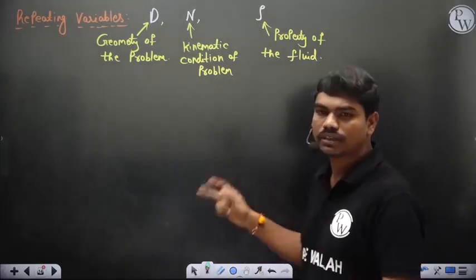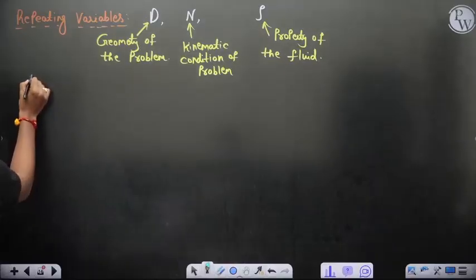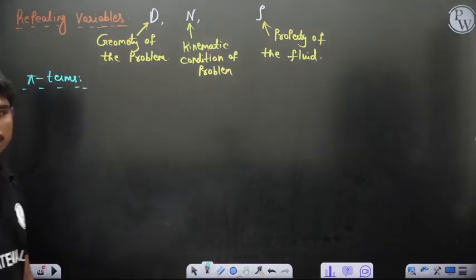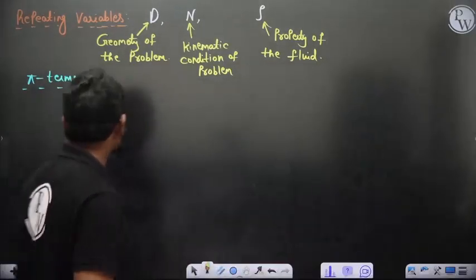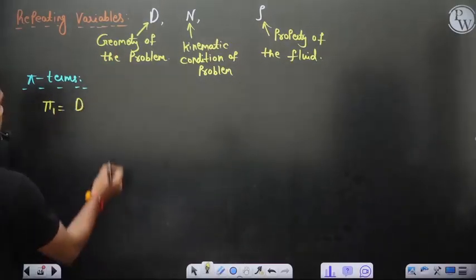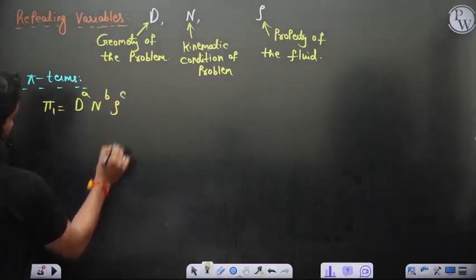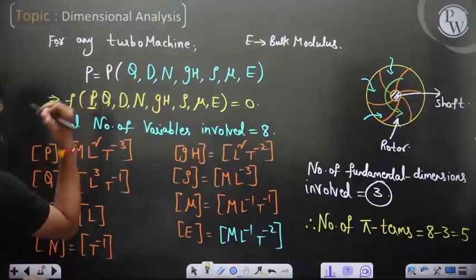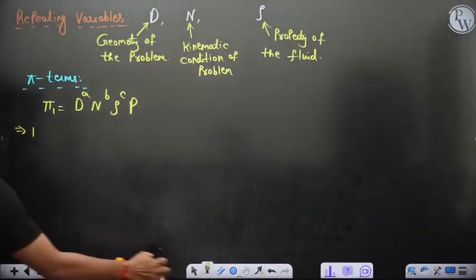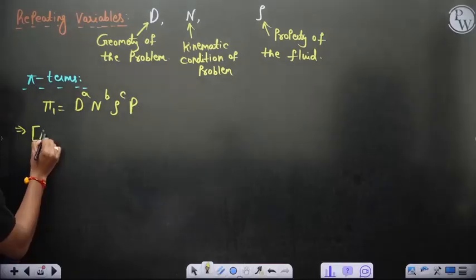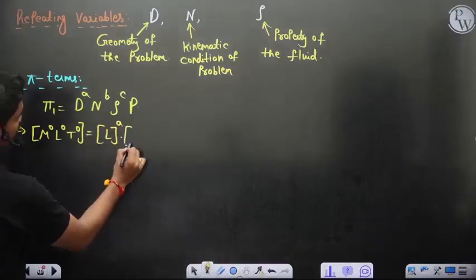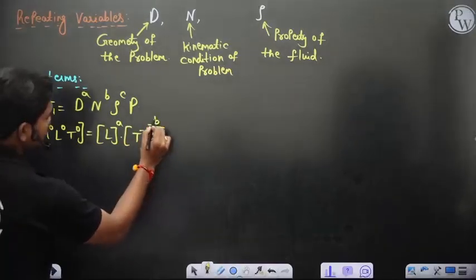Now let's see if these are the repeating variables. So let's start our dimensional analysis now quickly. So pi terms, okay. So let's see the first pi term. If you calculate, pi 1 is equal to, let's say, d power a, n power b, rho power c, and the first variable, power, let us take power P, okay. This is the first dimensionless term. So this implies pi is a dimensionless term, so you have M power 0, L power 0, T power 0 is equal to diameter L power a, speed T power minus 1 power b, kg per meter cube.